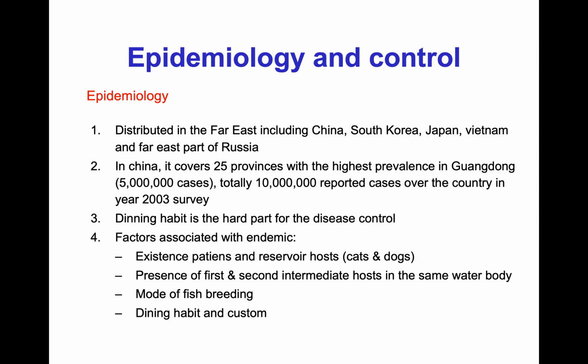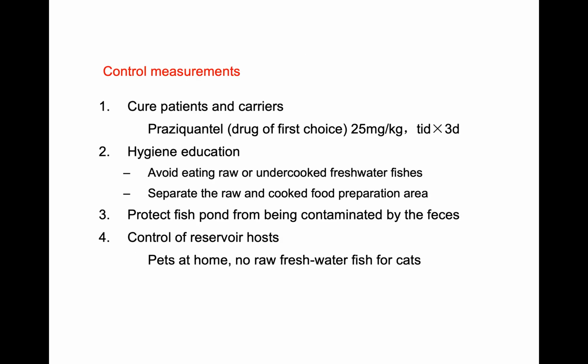And factors associated with endemics is existence of patient and reservoir host. And then there's presence of first and second intermediate hosts in the same water body. And the model of fish breeding is also a contribution, and dining habit and custom is playing a vital part.